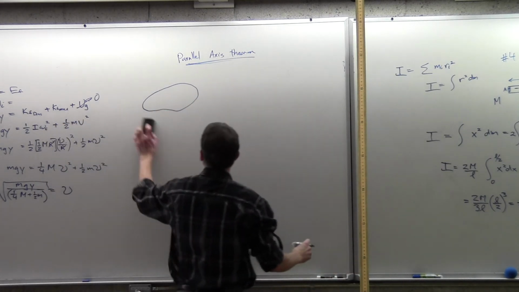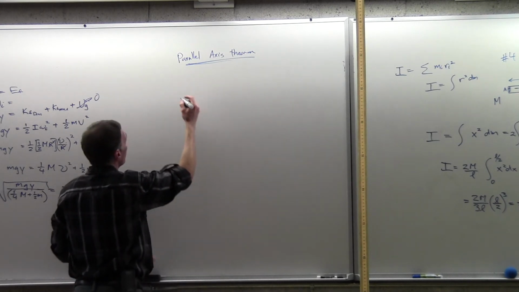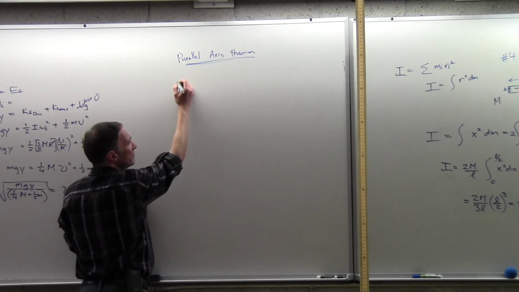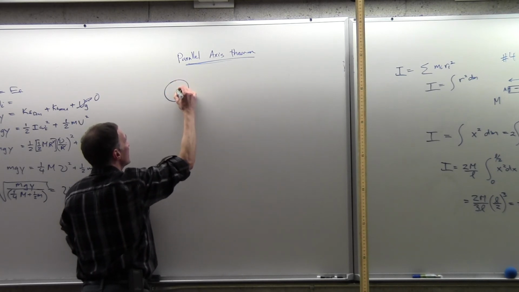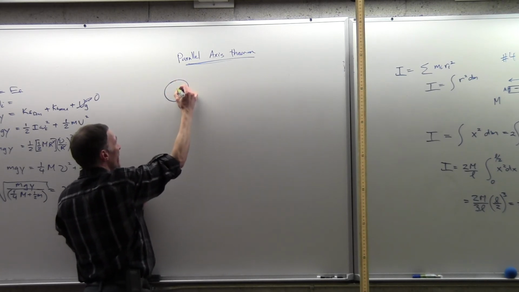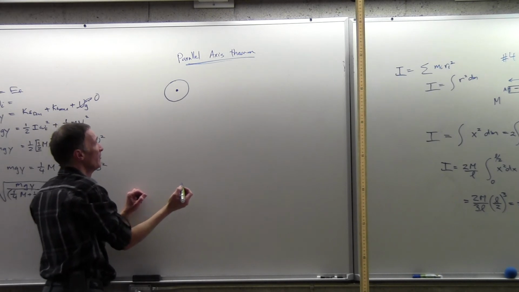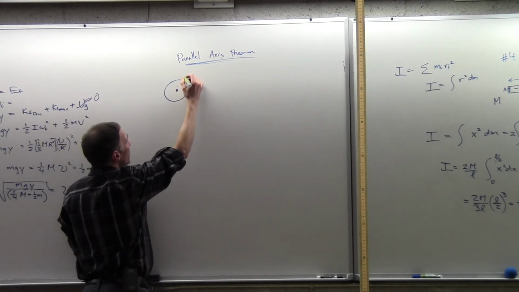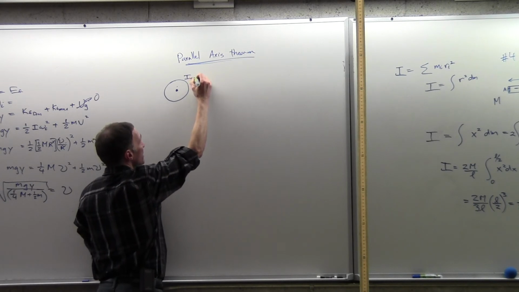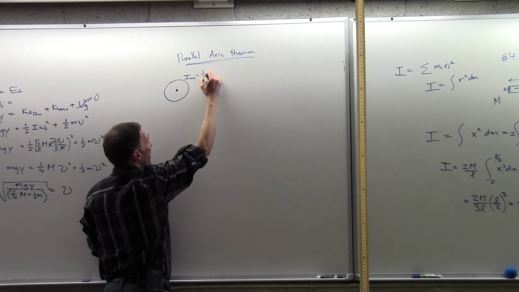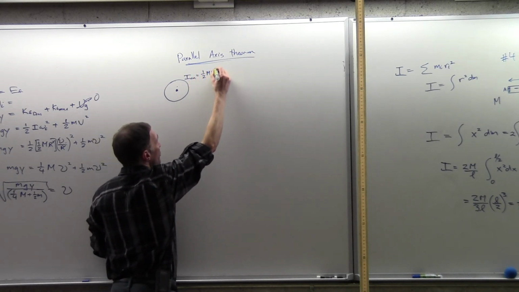Well, let me give a more familiar object. Let's say we've got something like a disk. And its center of mass, of course, is dead center in this thing. And we know the moment of inertia, or maybe it gives it to you, the I of the disk about the center of mass is going to be 1/2 mr squared.